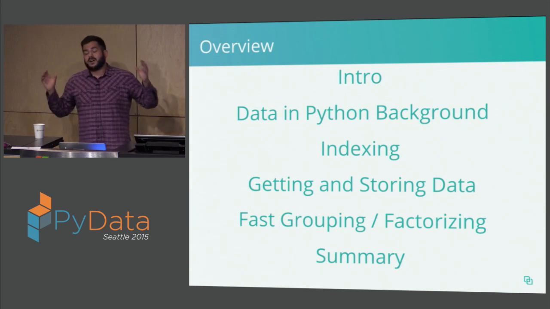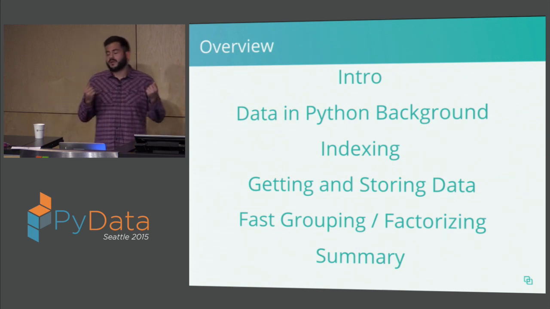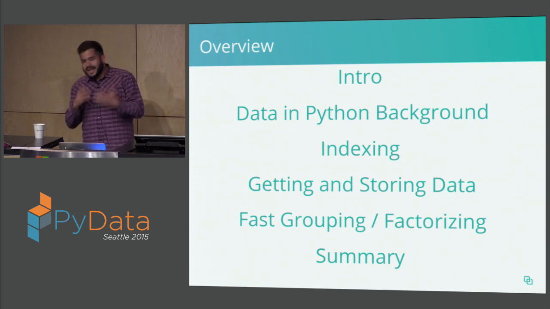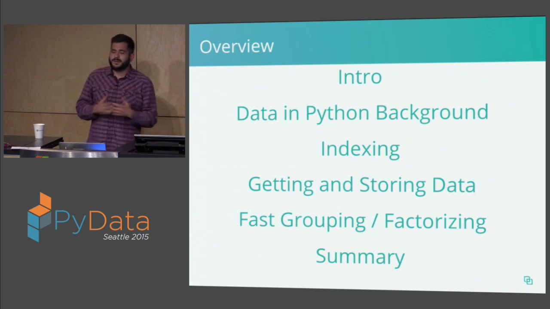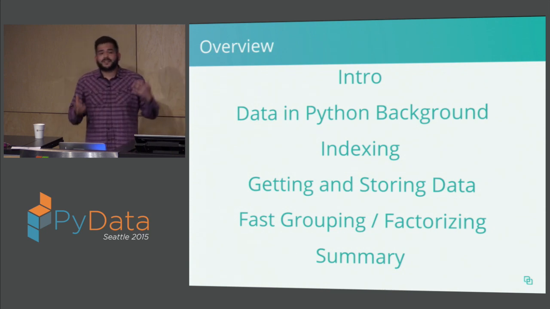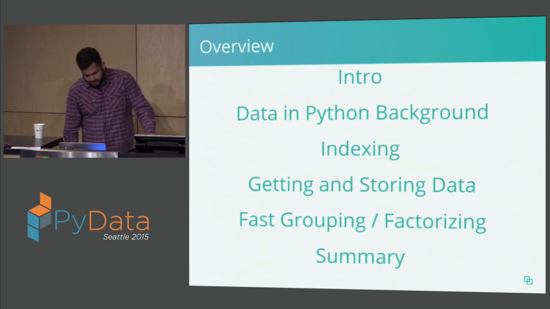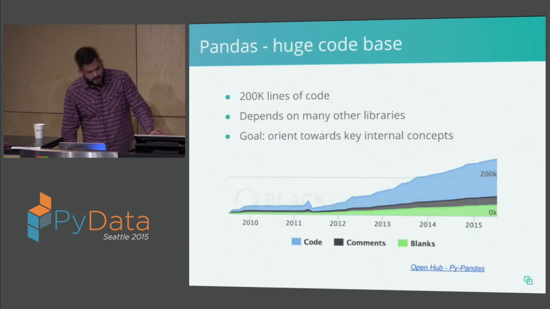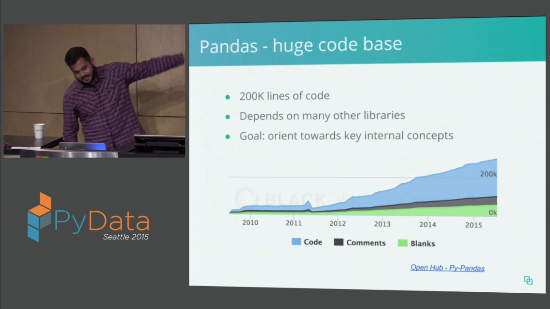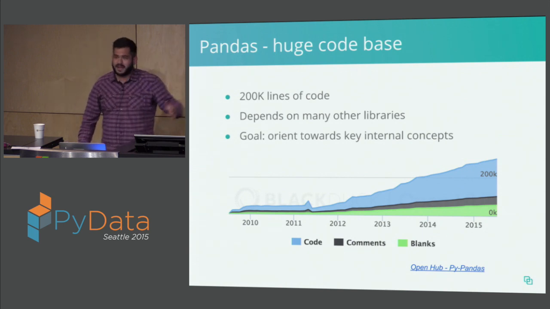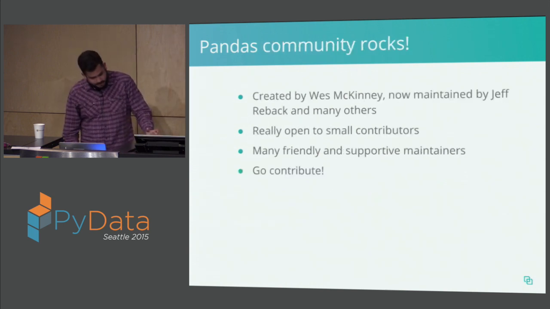These obviously aren't all the things that Pandas does, but they're important areas, and I think getting a little insight into them will give you a different sense of the library and also help you understand why certain things are fast or slow, or considerations that you want to have. So let's start out. Again, lots of lines of code. It depends on many other libraries, and we're going to talk about the key concepts.